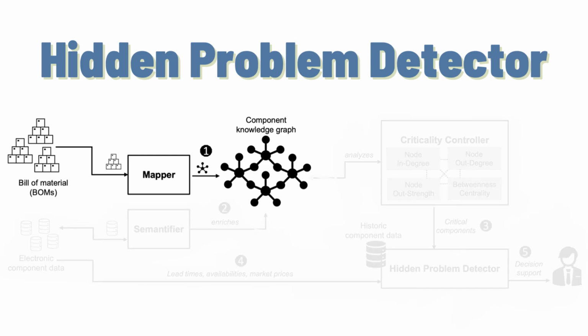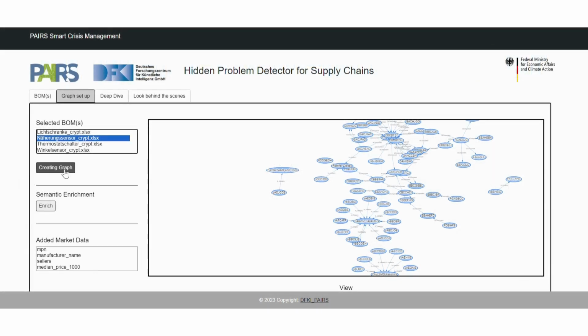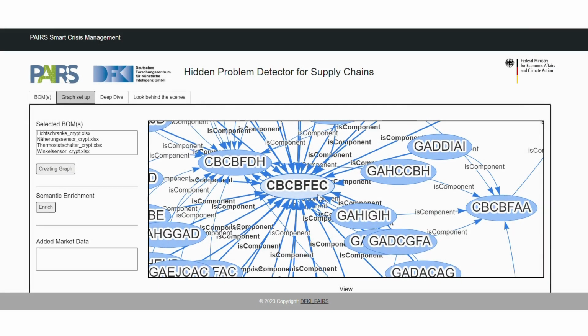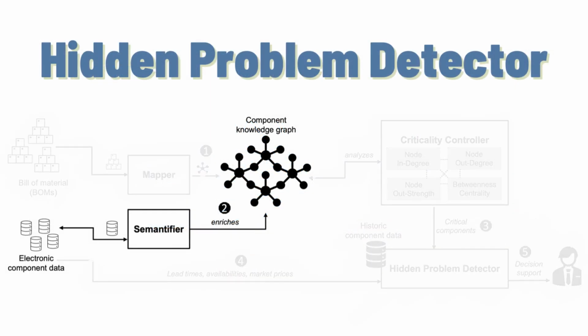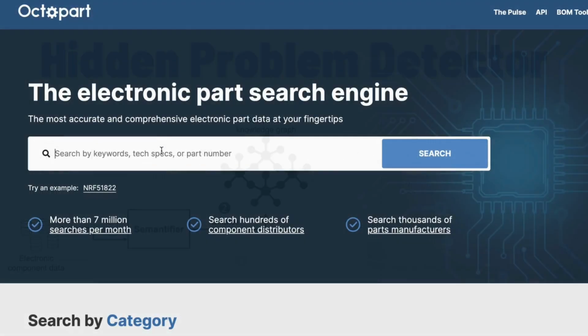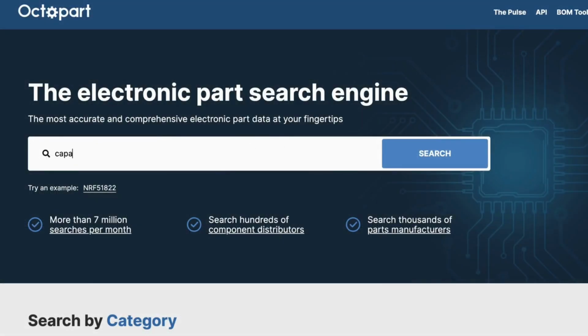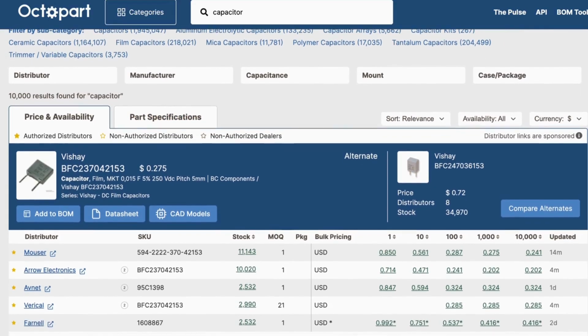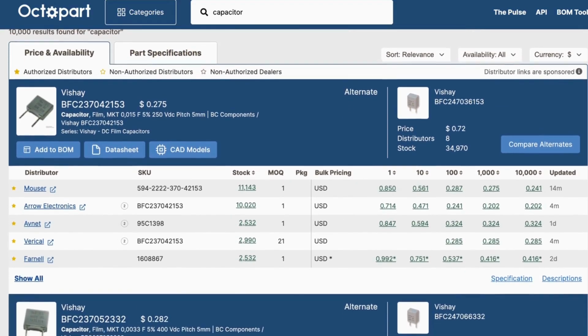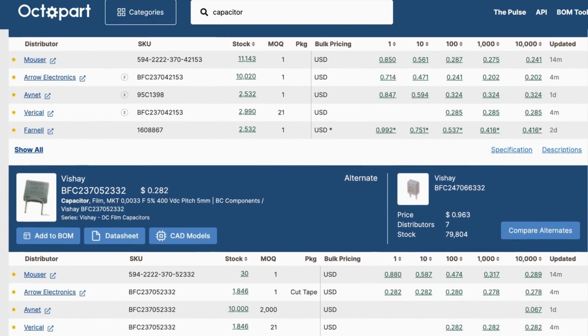The Mapper module transforms bill of materials data into a dynamic knowledge graph, interconnecting components and manufacturers through its component and its substitute relationships. The Semantifier module enhances the knowledge graph by fetching electronic component data from Octopart, expanding it to include component names, manufacturer details, categories, median prices, market availability, and lead times.